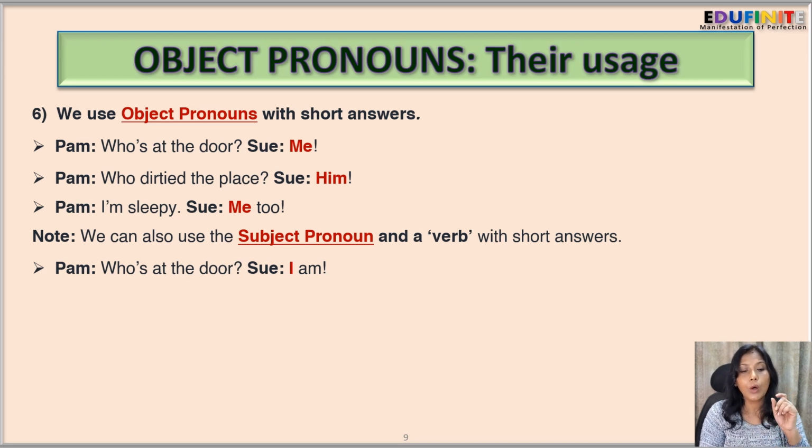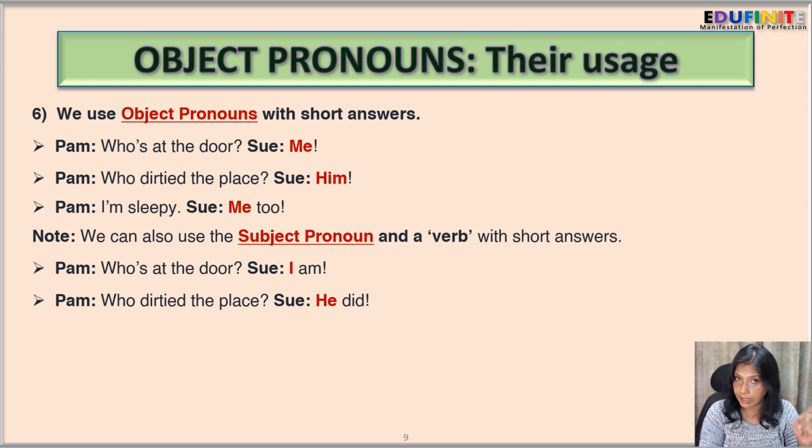Next, Pam asks, who dirtied the place? In a monosyllable, if she answers, it has to be him. But if she says he, then she has to add the verb: he did. Next, Pam is saying, I am sleepy. Before, Sue just used the object pronoun, me too, meaning I'm sleepy too. But now if she uses the subject pronoun, there has to be a verb after it. So she's saying, I am too. That means, I am sleepy too.